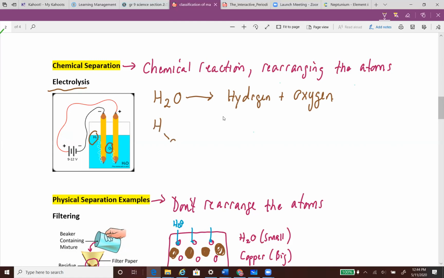The atoms would have looked like this. So water actually looks like this. Hydrogen actually looks like this. Hydrogen is actually an atom, but it's in pairs. And oxygen looks like this. So you'll notice that, if we look at the left side, the water molecule, when we compare it to the hydrogen and oxygen, the atoms have been completely rearranged. That's a chemical reaction.